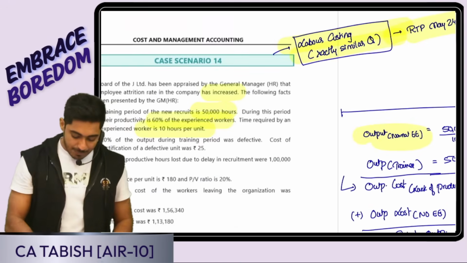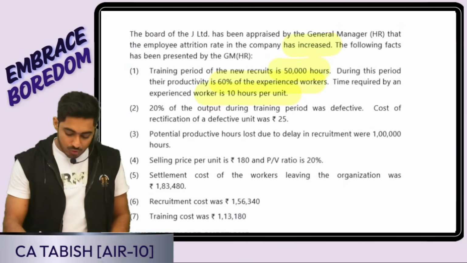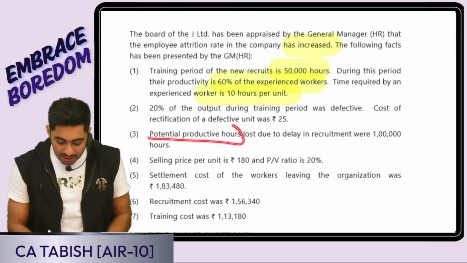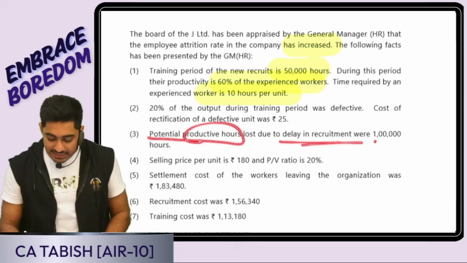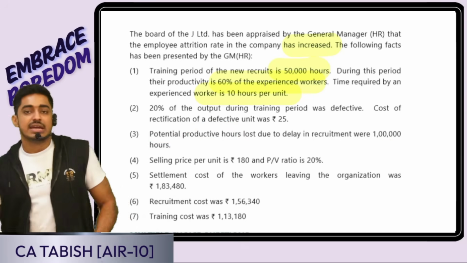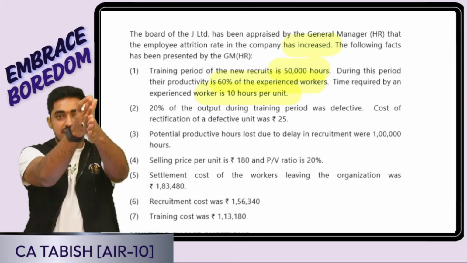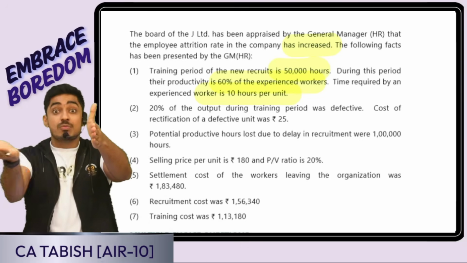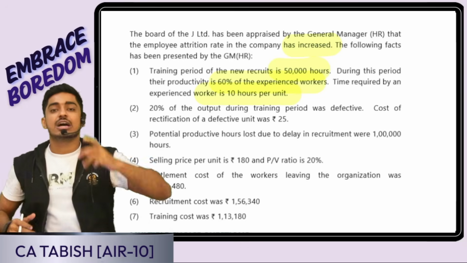Perfect. Now apart from that, what more is being told? 20% of output is defective. We'll come back to this. Potential productive hours lost due to delay in recruitment was 1 lakh hours. One employee left the organization, and the next new employee is joining the organization. Between this, how much hours was lost? 1 lakh hours was lost.